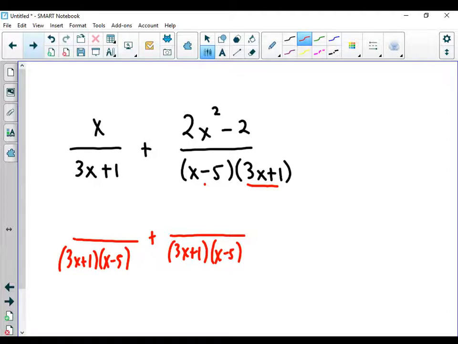Now I start making my adjustments. Well, to get from 3x plus 1 to 3x plus 1 times x minus 5, we have to multiply by x minus 5. Over here, the denominator is actually the same, so the numerator is going to be the same.